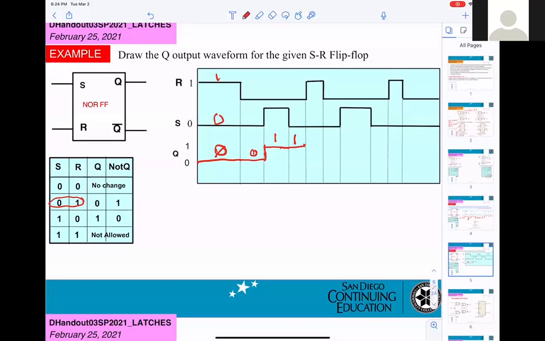Next one. One again. Oh no, that was wrong. Zero, zero, zero, yeah. See now, you get it. Good job. Finally. Next one. Zero again. So, next one. One, one again. Then to zero. Okay. Go to zero. Is it right? Yes.